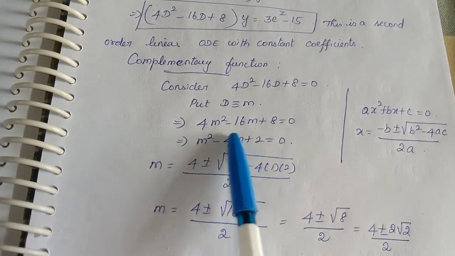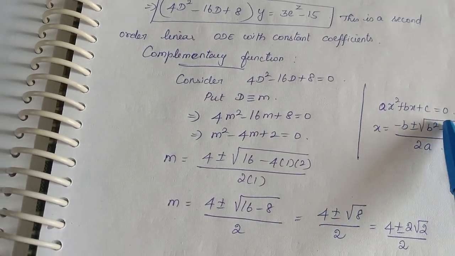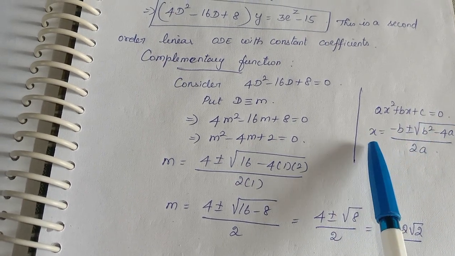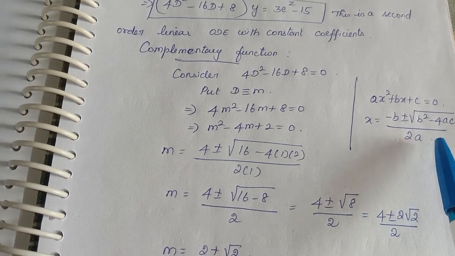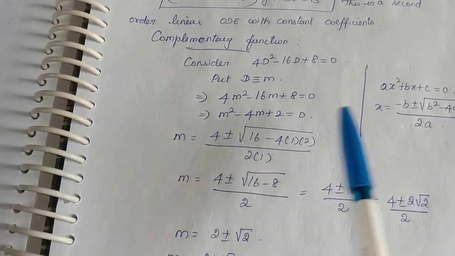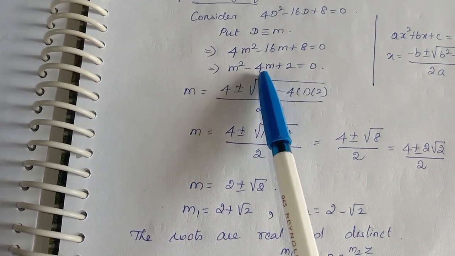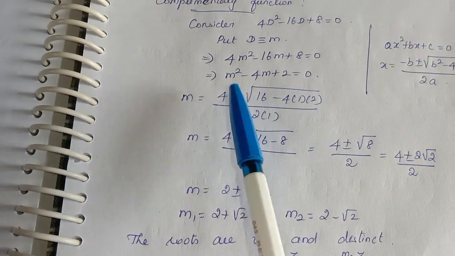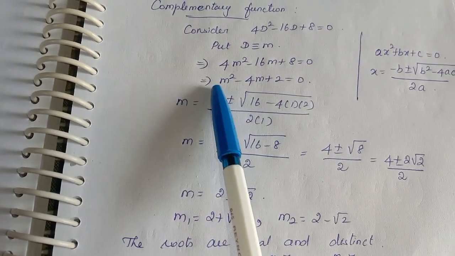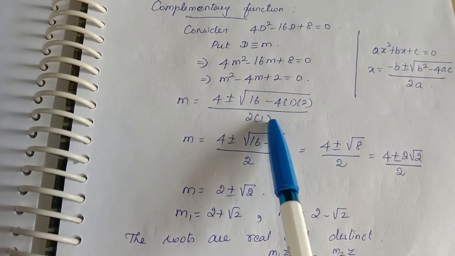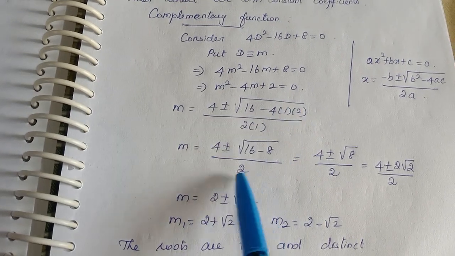Now we cannot factorize this as it is. So let me make use of this formula. If ax square plus bx plus c equal to 0 is the quadratic equation, then the x values are given by minus b plus or minus root of b square minus 4ac by 2a. I am going to make use of this for finding the values of m. So m equal to, here a is 1, b is minus 4 and c is 2. Substitute here. It will be 4 plus or minus root of 4 square is 16 minus 4 into 1 into 2, by 2 into 1. So m equal to 4 plus or minus root of 16 minus 8 by 2.